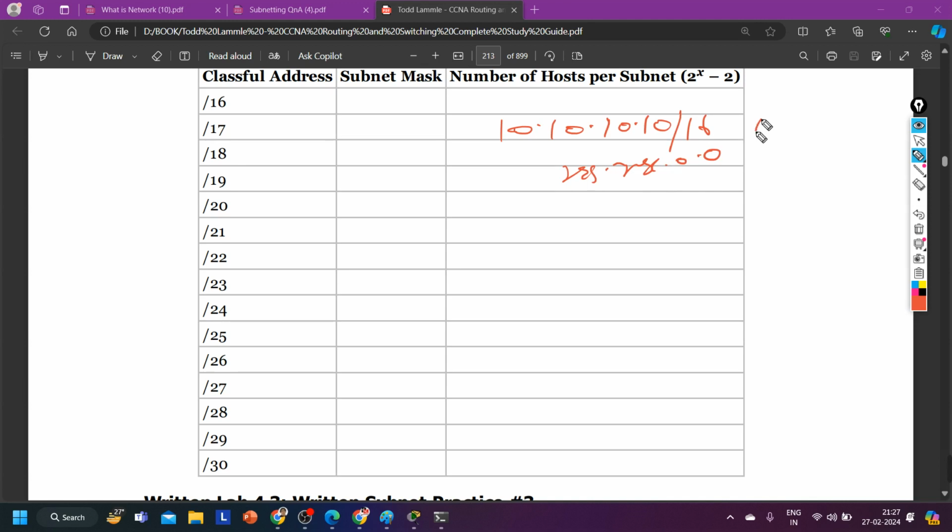Second octet, right? Yes, exactly. So you need to find the block size. Block size will be what? 256 minus 255. That means 1, right?